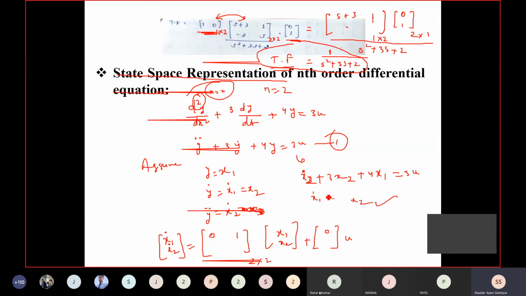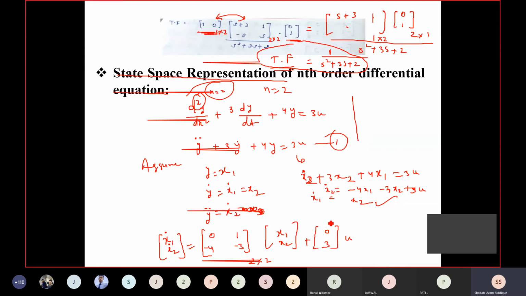So to write this equation, I'll take x2 dot is equal to, all these terms will be on this side. So this will be minus 4x1 minus 3x2 plus 3u. So this can be written as minus 4, minus 3, and this is 3u. So this is the A and B matrix. Okay, so this is A, this is B. Now what will happen? What about C?